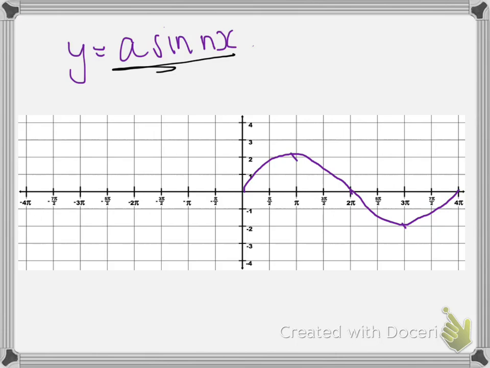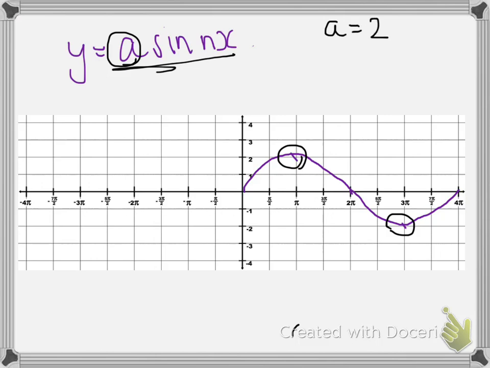Let's first of all look at the amplitude, the a, which is pretty straightforward. We can see the graph maxes out at 2, and negative 2. We know the amplitude is from the top of the wave to the middle of the graph. So that distance is 2. So A equals 2.